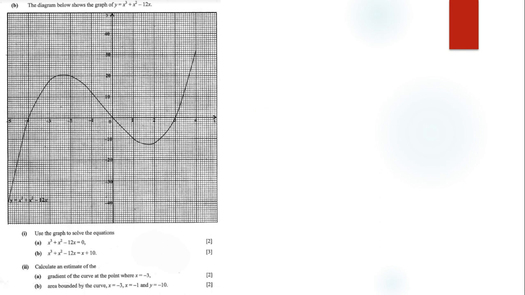Welcome to today's lesson. In this lesson we are going to look at how we can deal with graphs of polynomials. We have been given a polynomial, and this is a 2018 past paper GCE. It should be GCE or grade 12, but it's 2018. So this is a grade 12 question.